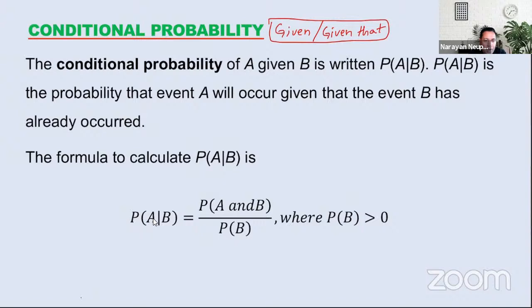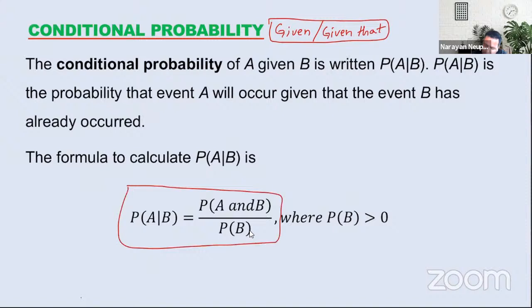For example, here is my formula. This is how we write probability of A, this vertical line is given B. Probability of A given B. Conditional probability, because there is given. Always remember, in conditional probability, the formula is in the form of a fraction. In the numerator, it will be the probability of the first one and the second, so probability of A and B, divided by, in the denominator, just the probability of the second, probability of B. So that is the formula.